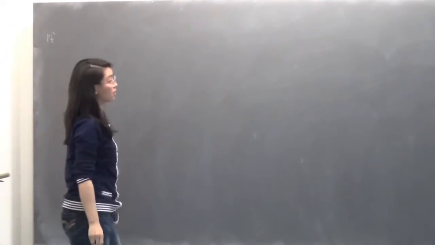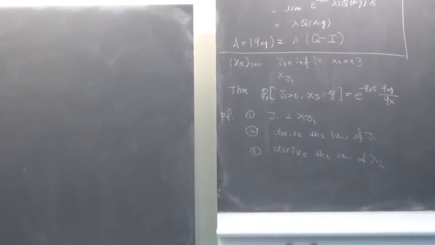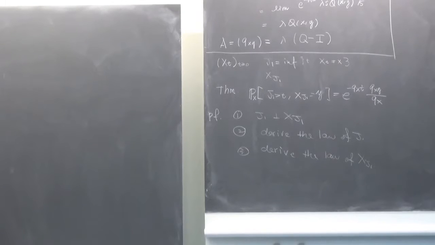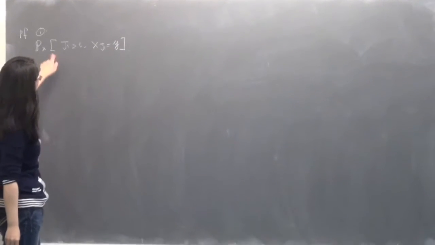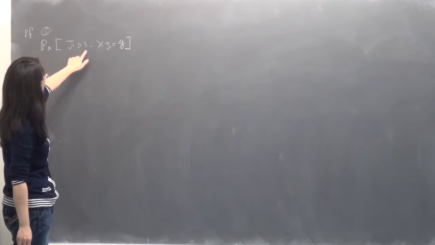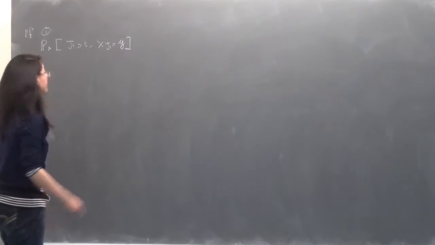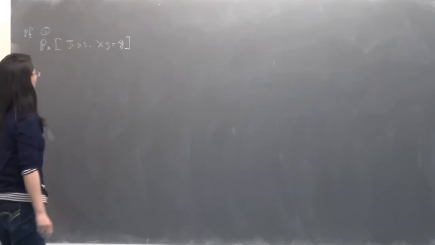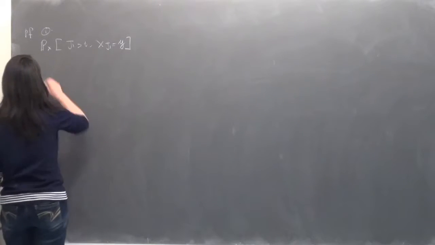Okay, so proof of this theorem. First, why is J1 independent of X_{J1}? So we calculate this event, and we will show that, in fact, this probability equals the probability of J1 greater than t times the probability X_{J1} equals y. And the only property we used here is the Markov property of the Markov chain.